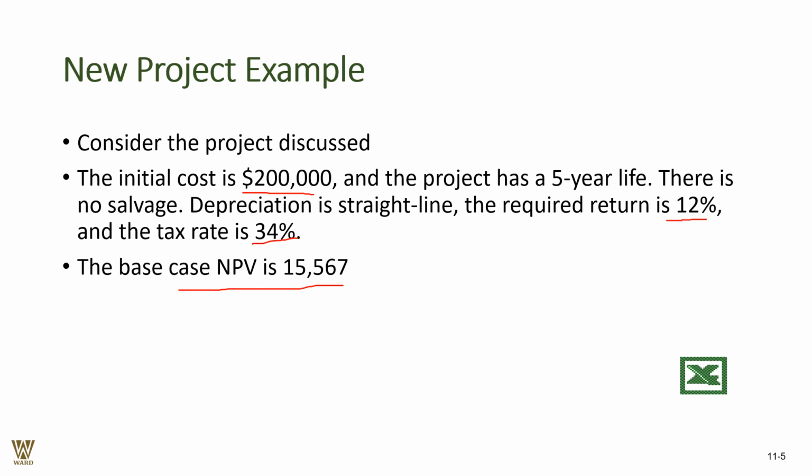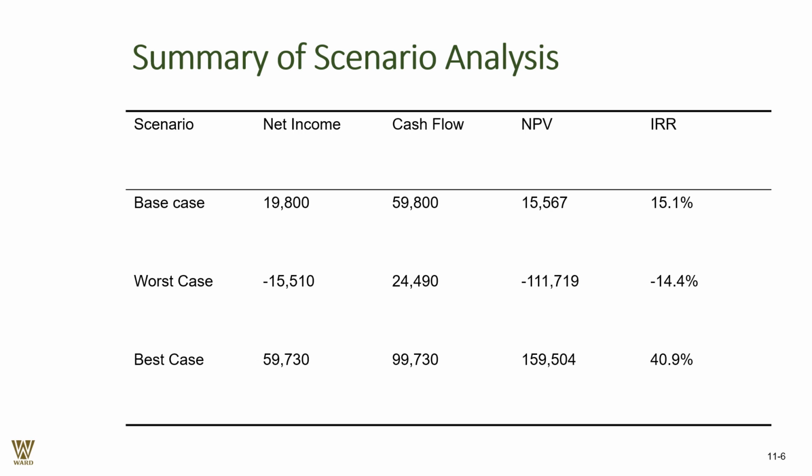So essentially, let us assume that the base case net present value is 15,567. Now this is the base case after the end of 5 years. Remember, this is what we are looking at. So, summary: now let me give you the base case, the worst case and the best case. Now, what is the base case? Did I say NPV? This is what I have assumed around it. The internal rate of return is 15.1%. The cash flow is around $59,800, and the net income is approximately $19,800 with a rate of 15.1% on the $200,000 that has been invested.